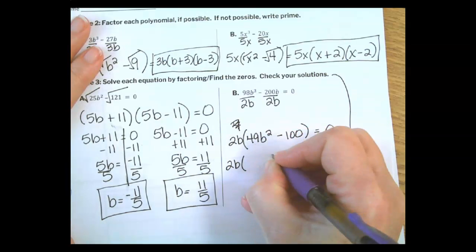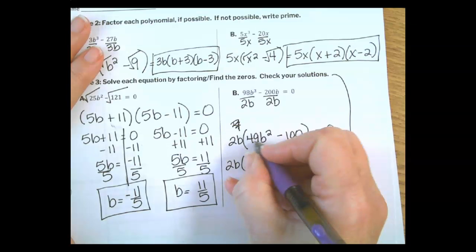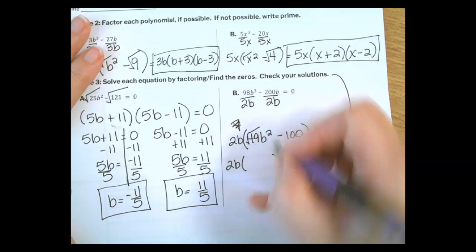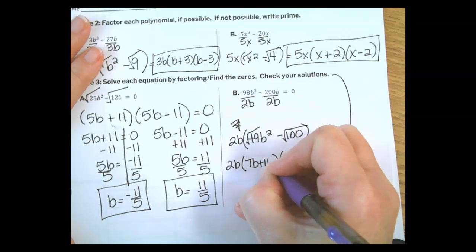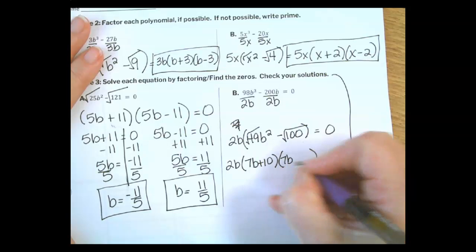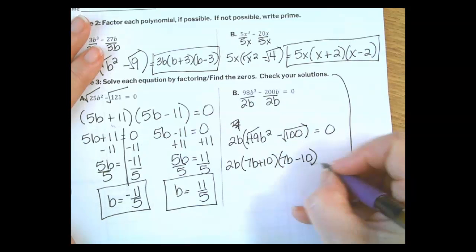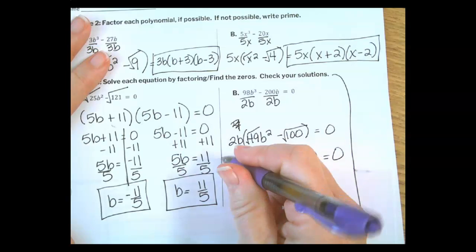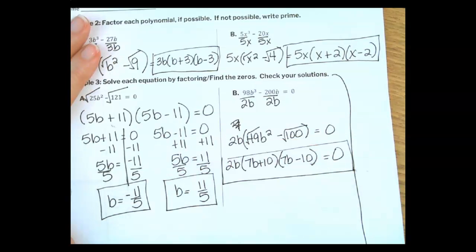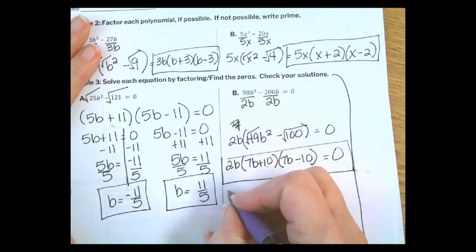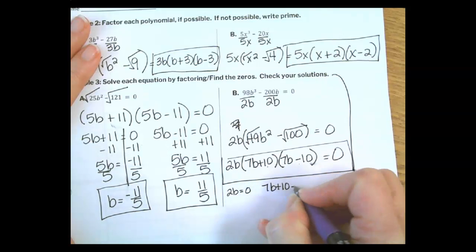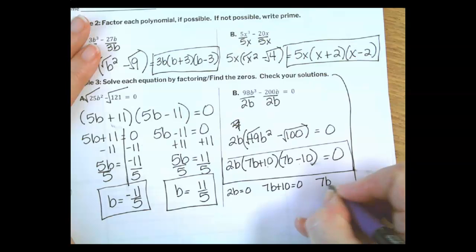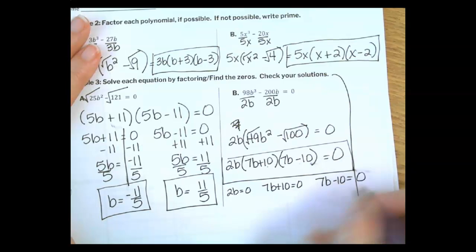2b, the square root of 49 is 7b. The square root of 100 is 10. So it's 7b plus and 7b minus. Okay, this time I have 3 different terms that I need to set equal to 0. So I have 2b equals 0, 7b plus 10 equals 0, 7b minus 10 equals 0.